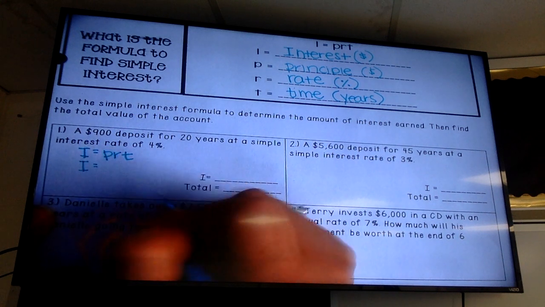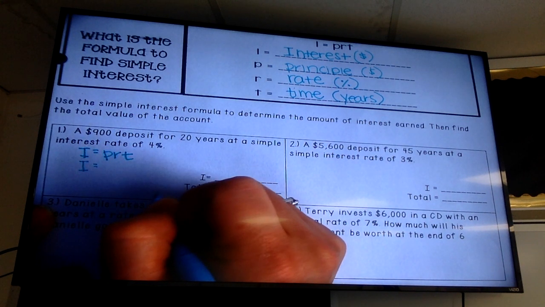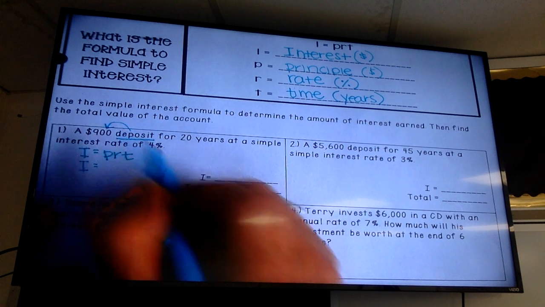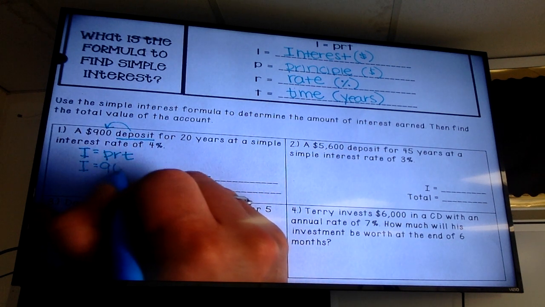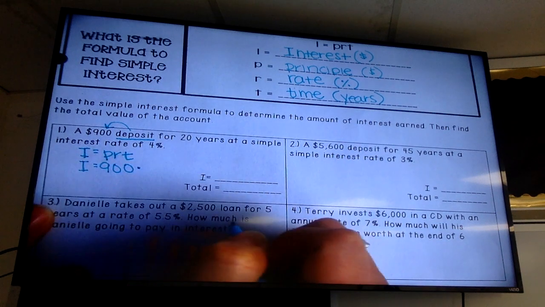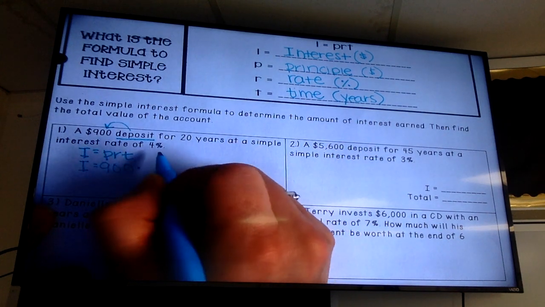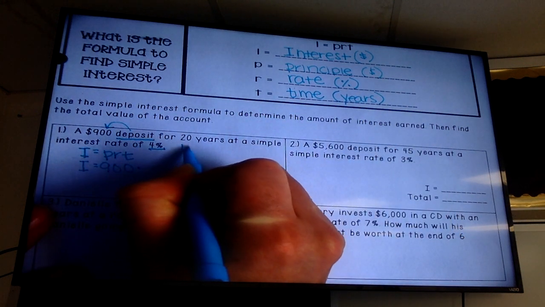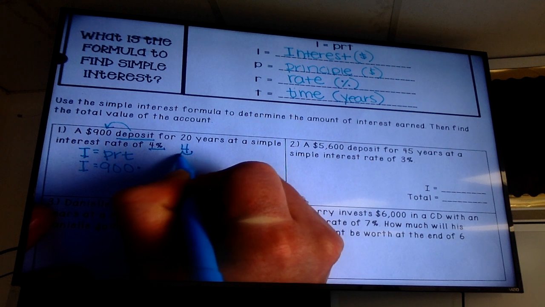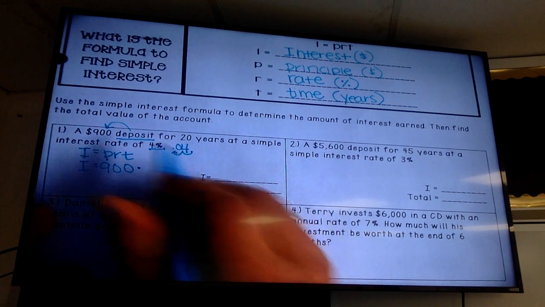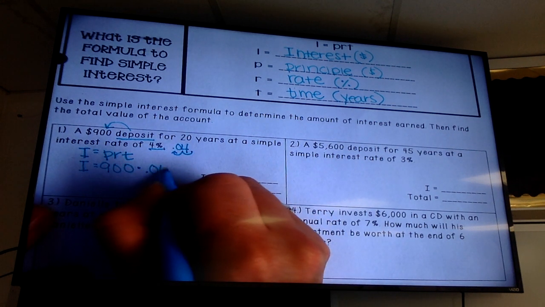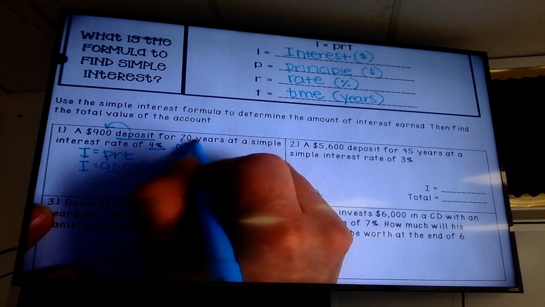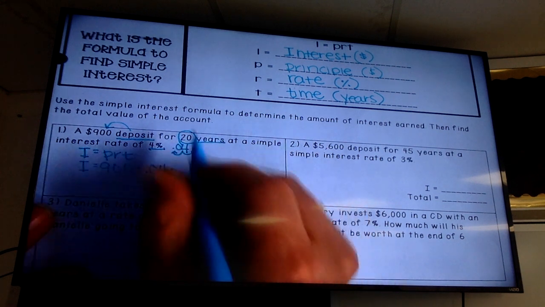Okay, principal, remember, is the amount deposited or the amount borrowed. In this case, it's a deposit, okay, and the amount deposited was $900. So I'm going to say 900 times my rate. Remember, my rate is always a percent, so here's my rate, but I need to make it into a decimal, so I'm going to move that decimal point 2 places to the left, so 0.04, times the time that it sat in the account. And remember, the time has to be in years, and this one already is in years, so that's perfect.